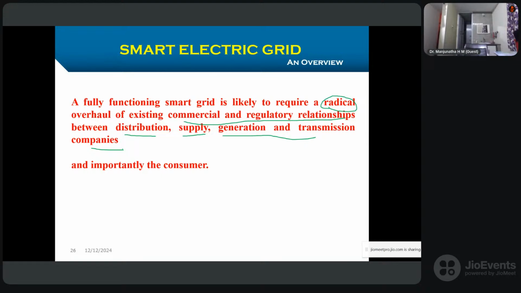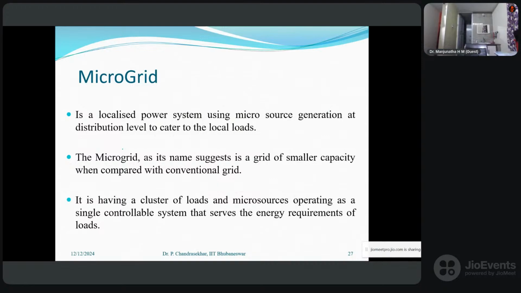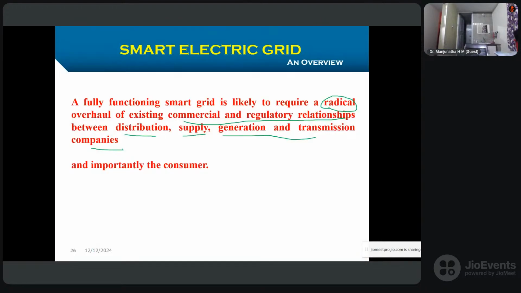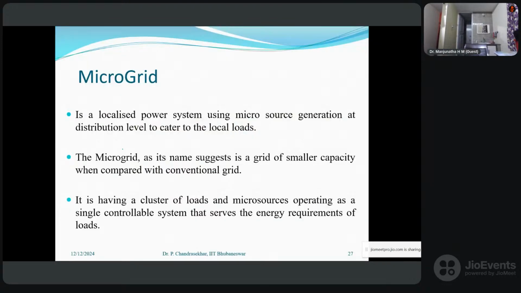Now, coming to the microgrid. We were talking about the smart grid or smart electric grid, and now we are moving on to the microgrid. So what is the relation between the smart grid and the microgrid? As we discussed earlier, two slides back, in order to build altogether a new system, which is a smart electric grid, it needs resources, let us say financial resources, human resources, and it consumes a lot of time.